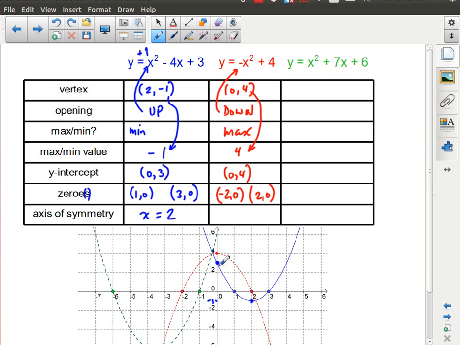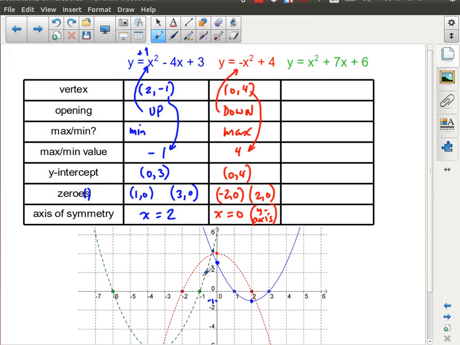And finally, the axis of symmetry. The axis of symmetry is this vertical line that is the y-axis. What is the equation of the y-axis? What is the defining property of the y-axis? It is when x is always equal to 0. I'll just put a little note there that that's the same as the y-axis, but we still have to use this equation notation.